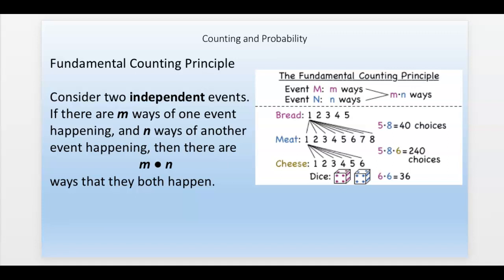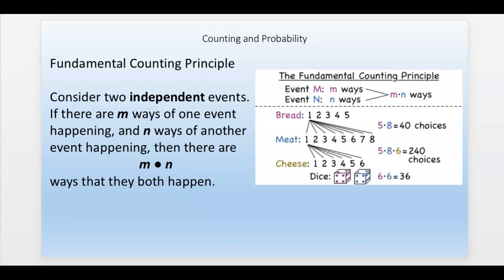The first one we looked at was the fundamental counting principle. This is when we have independent events. We take them and just multiply them together. If there's m ways to do something and n ways to do something else, for both of them to happen, or how many different ways that both can happen, just multiply them together.